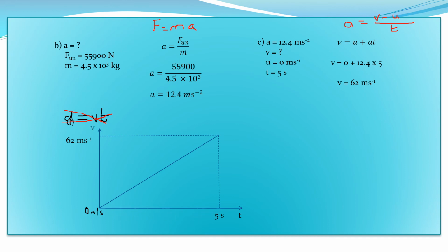So if we have a graph like this, the area underneath it is the distance travelled. So the area of that triangle is a half times the base times the height. It's a half times 5 times 62 gives us 155 meters.